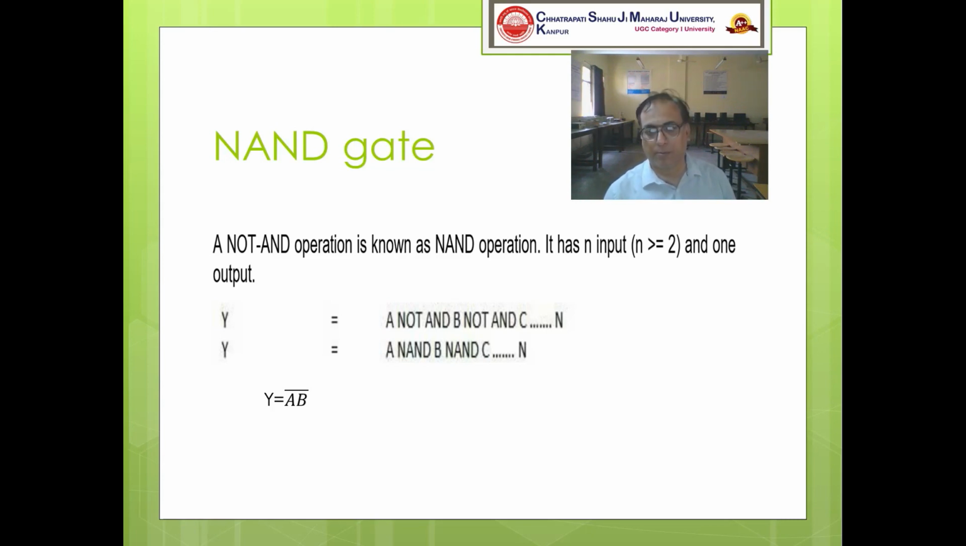It has n inputs, and this n can be greater than or equal to 2, and one output, which can be logically written as Y is equal to A NAND B NAND C up till n, or you can write it as A NAND B NAND C and so on, or for the two inputs it can be simply represented as Y equals AB bar.